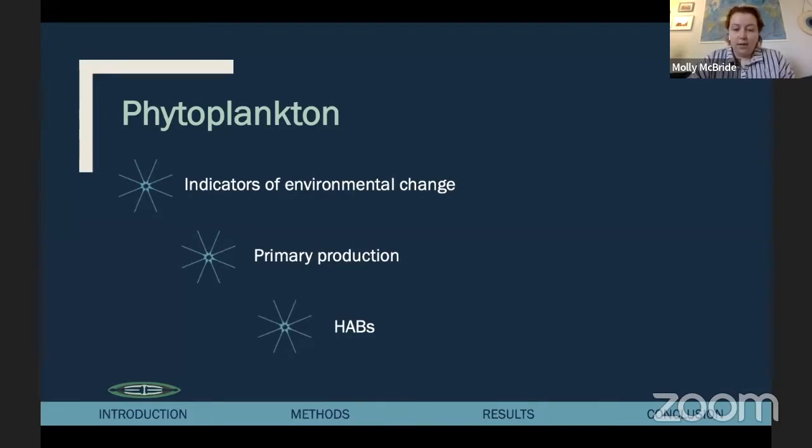What does harmful mean? They can be toxin producers. They can physically obstruct organisms, so spiny phytoplankton can get into fish gills and stop oxygen exchange and cause fish kills. And finally, when they're starting to break down, the decomposers that are breaking them down are using a lot of oxygen to do so, and that can cause hypoxic or anoxic conditions.